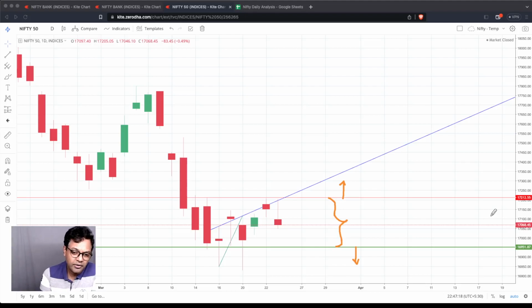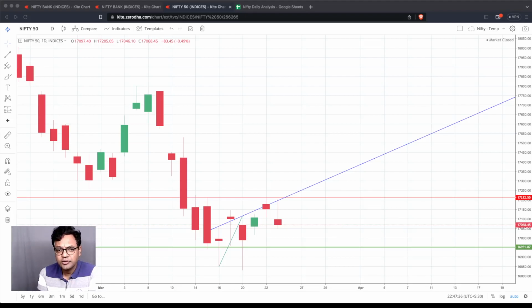So you should think twice before taking oversized long or short positions overnight, because as long as it's in the consolidation range, the next day can open either lower or higher.